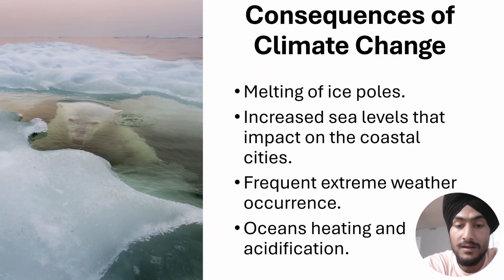Consequences of climate change. Now let's talk about the real world impact we are already seeing. Firstly, melting polar ice caps and glaciers are causing sea levels to rise. This threatens low-lying coastal areas around the world, from Miami to Mumbai. Secondly, we are witnessing more extreme weather events like intense hurricanes, floods, wildfires, and heat waves. These are not just occasional anomalies, they are becoming more frequent and more intense. Third, our oceans are absorbing a lot of this heat, leading to rising temperatures and ocean acidification, which severely harms marine ecosystems like coral reefs.